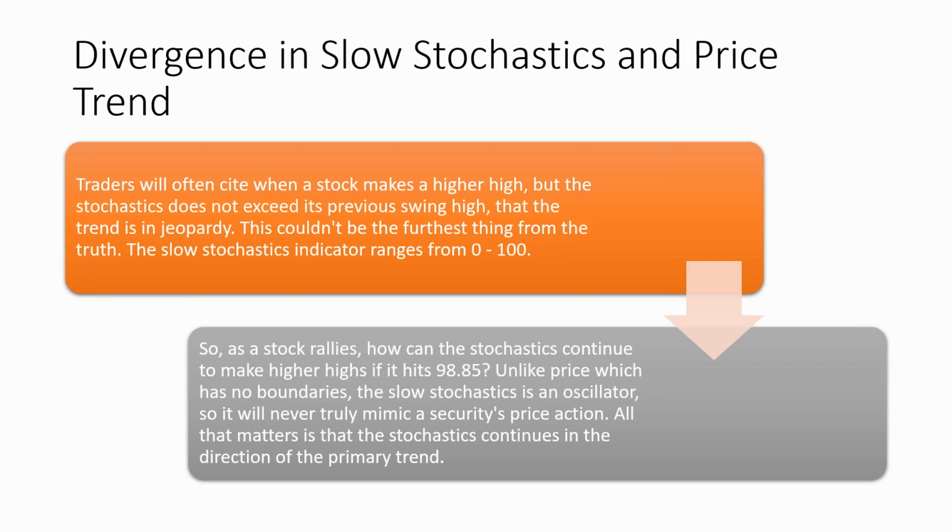So as the stock rallies, you can see the stochastics continue making higher highs. If it hits 85, 98, and 85, unlike price, which has no boundaries, the slow stochastic is an oscillator, so it will never truly mimic a security's price action. All that matters is that the stochastics continues in the direction of the primary trend.